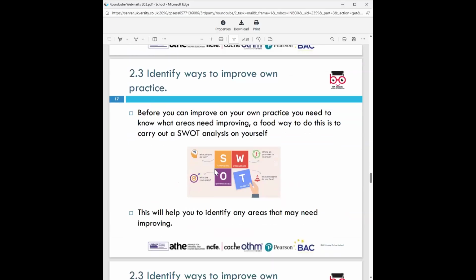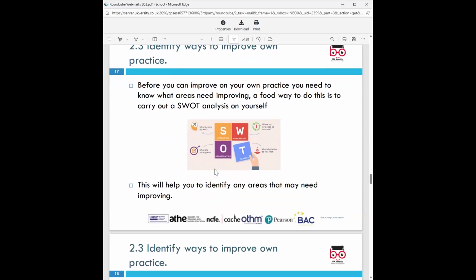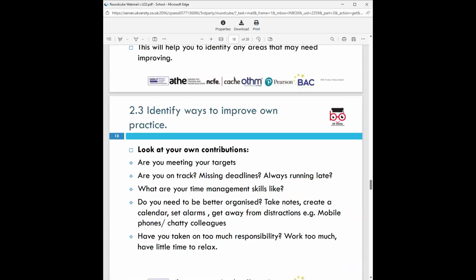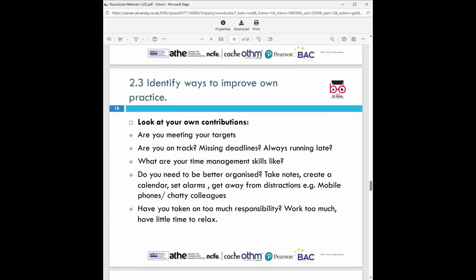2.3, identify ways to improve your own practice. Make sure you carry out a SWOT analysis on yourself: your strengths, your weaknesses, your opportunities, your threats, and this will identify how you can improve yourself. Look at your own contribution, what your targets are, what you're missing, what training you're missing, what your time management skills are like. Are you organized?